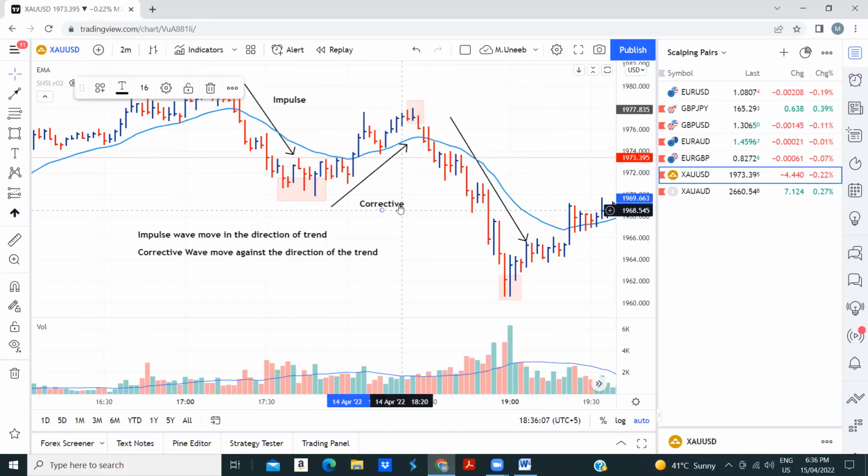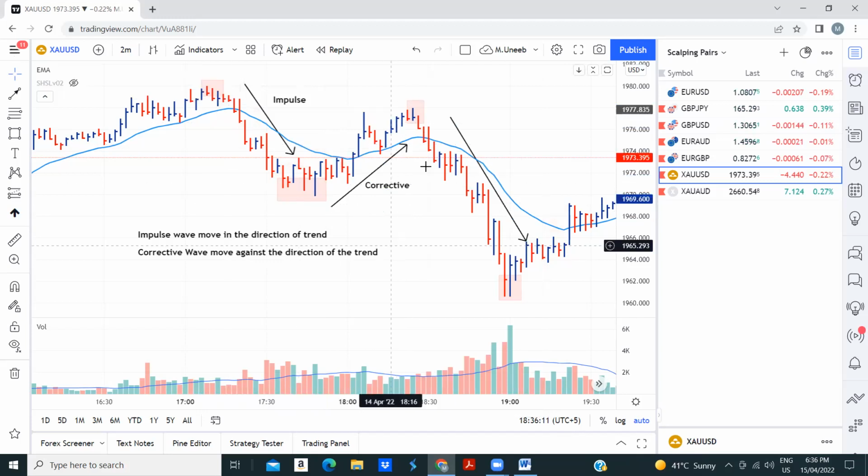Corrective. Now a corrective wave is the wave that moves against the direction of a trend. Since we know that this is a downtrend, the direction of the downtrend is downward. So an impulse wave is the wave which moves in the direction of the downtrend. Impulse wave, corrective wave. Impulse wave, this one is an impulse wave. Understand?